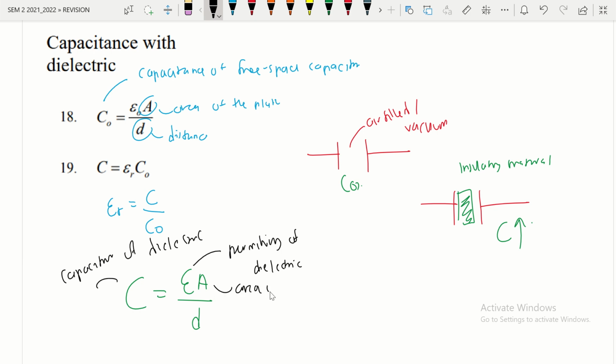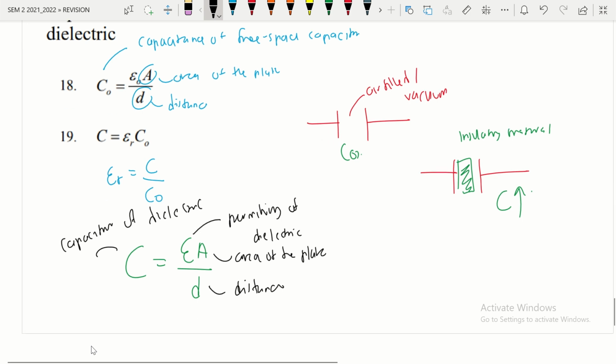A ini adalah area of the plate dan D ini adalah distance. So, kita akan ada 3 equation. Okay, that is for capacitance with dielectric.